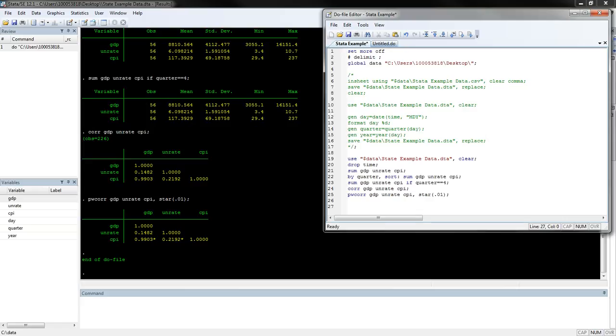To do that, we use a twoway plot. So we go twoway, and then in parentheses we're going to go line, and that's going to tell us that we're going to be making a line chart or a time series. And we want to do GDP versus the day, so it's going to put the day or the time on the x-axis and GDP on the y-axis. Go ahead and run that.